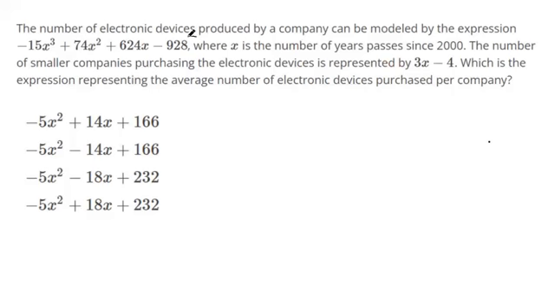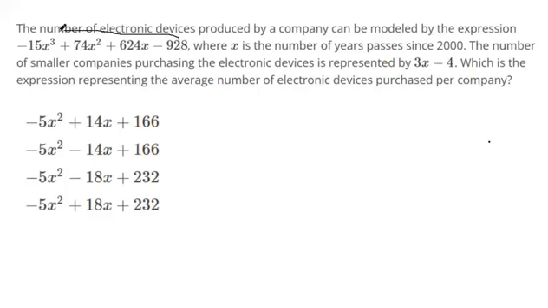So the number of electronics a company produces is, for some crazy reason, modeled by this polynomial. And the number of smaller companies purchasing electronic devices is 3x minus 4. Which is the expression representing the average number of electronic devices purchased per company?